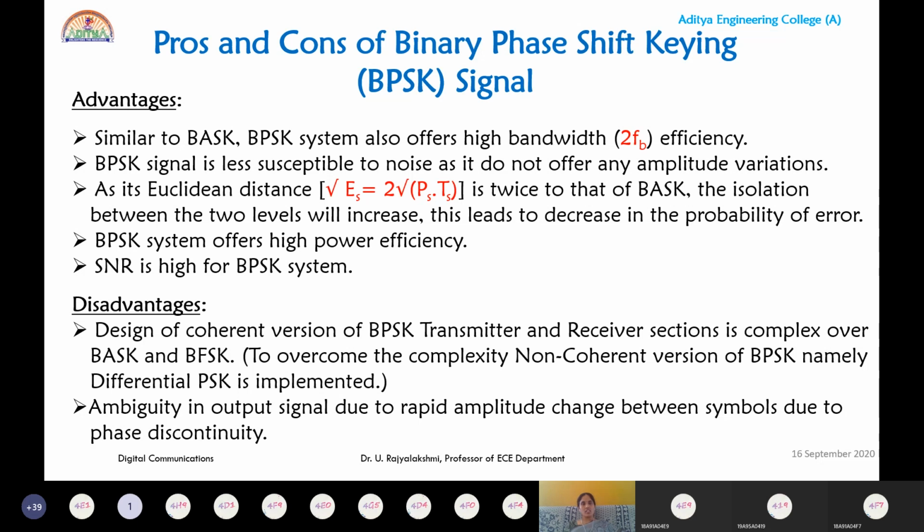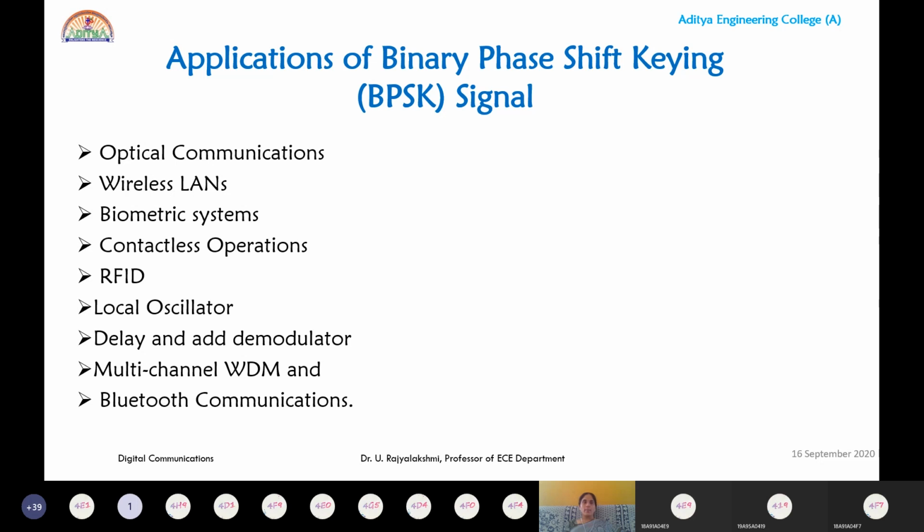Okay, these are the advantages and disadvantages of BPSK, and next are the applications. BPSK is used everywhere, though we have a little complexity in the coherent detection. But other than that, it has so many advantages. Its SNR is very good, the probability of error is less, and it is a bandwidth efficient system.